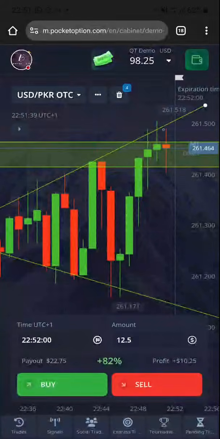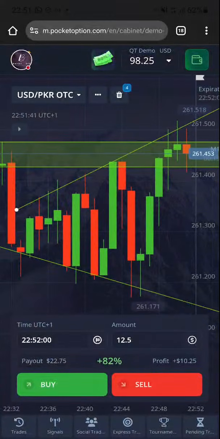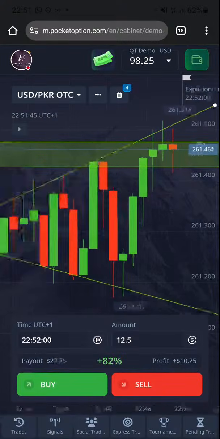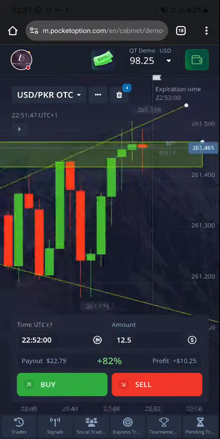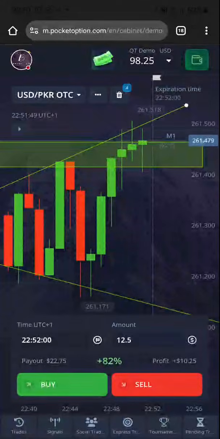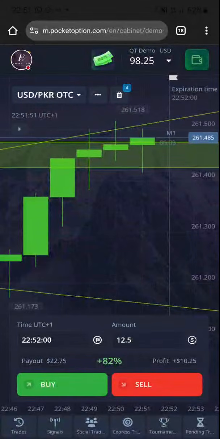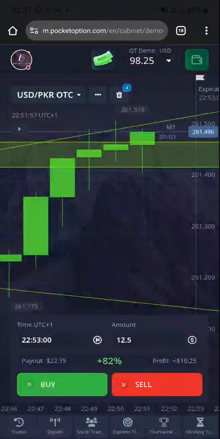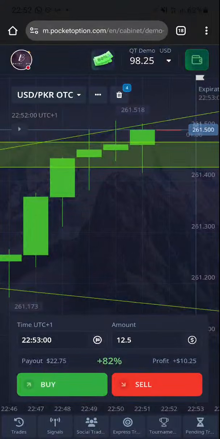Because we know there are sellers here, what opportunities do we have along this line? This is a common point of rejection. And I always tell you that when you are taking common point of rejection trades, you combine it with a round number. So 261.500. Now, when you have a round number that has multiple zeros, the more zeros behind the round number, the better.